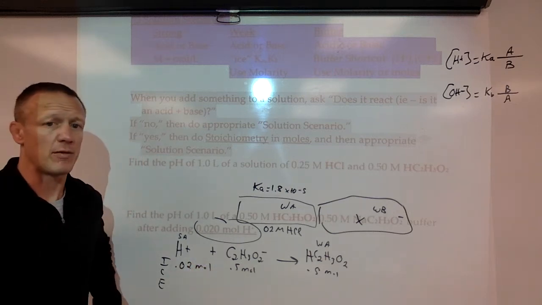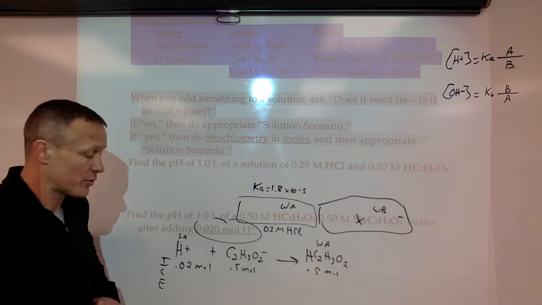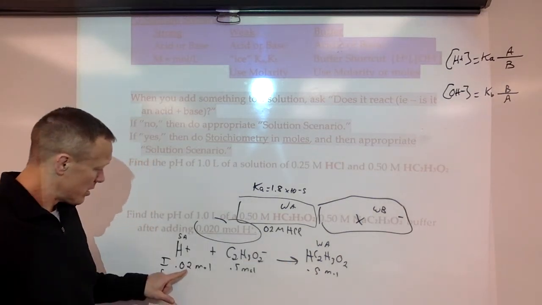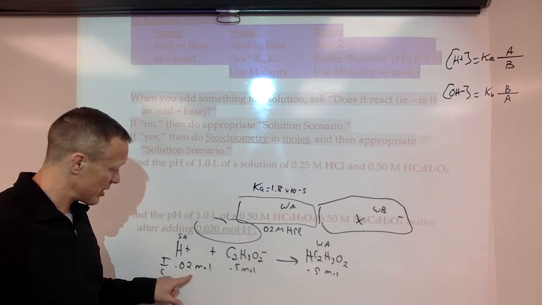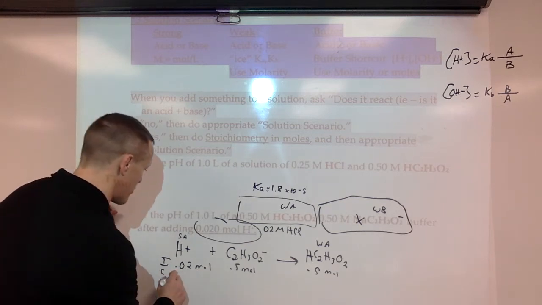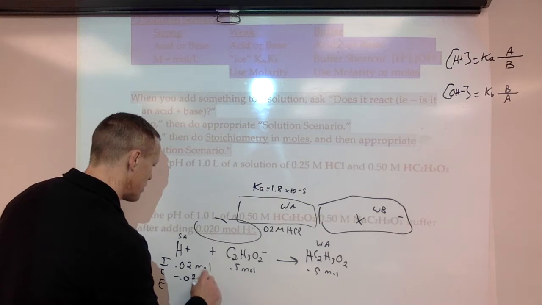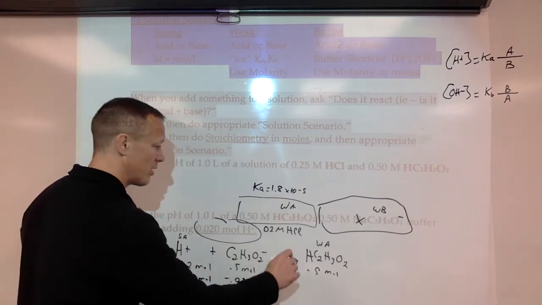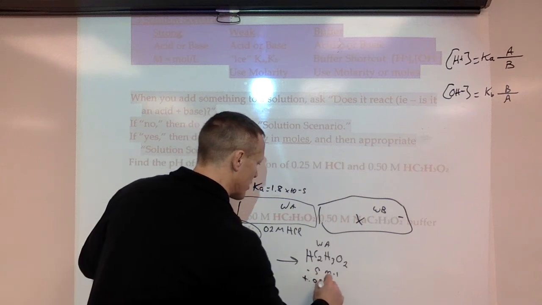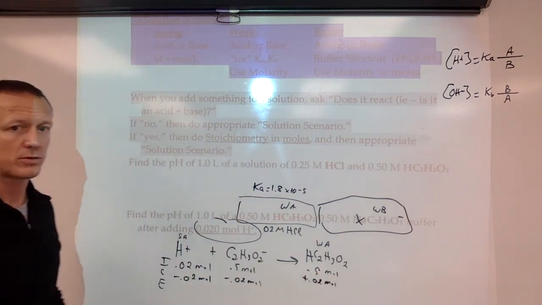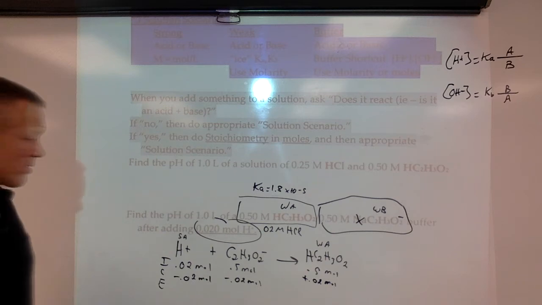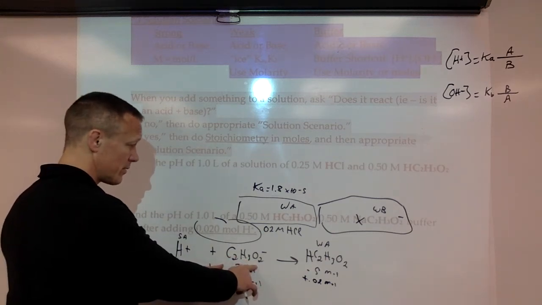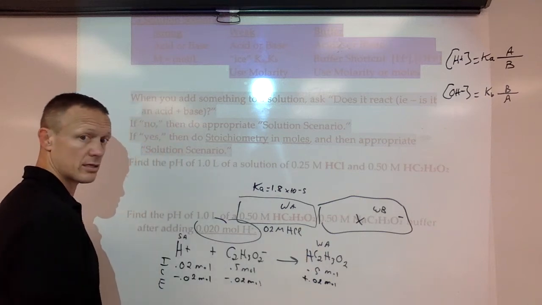Now think about it as stoichiometry. So we always do stoichiometry. We added this much in to that, which had these two things in it. Well, these are going to react, so these are going to go down. This is going to go down by 0.02 moles. This is going to go down by 0.02 moles because they're going to react off. This is going to go up by 0.02 moles.